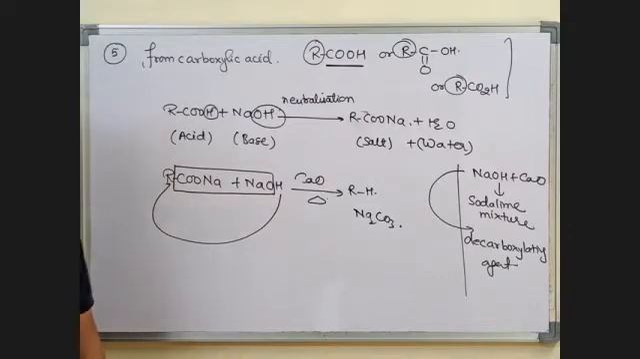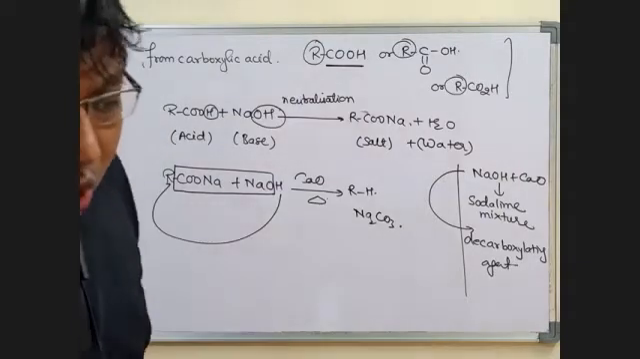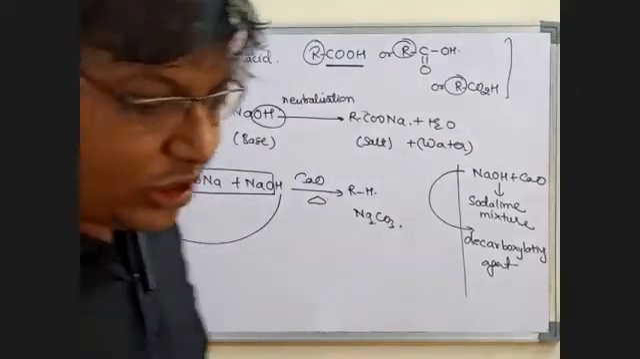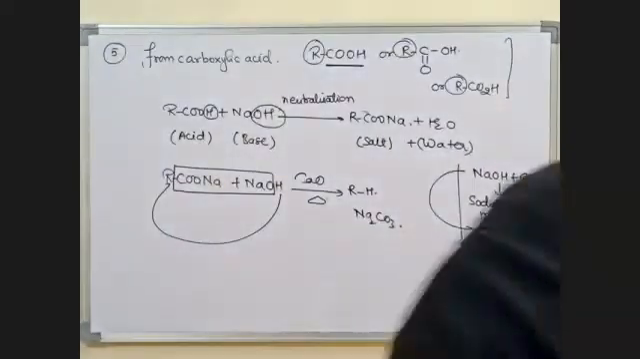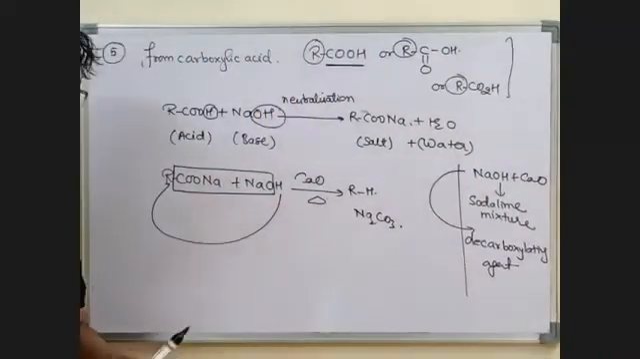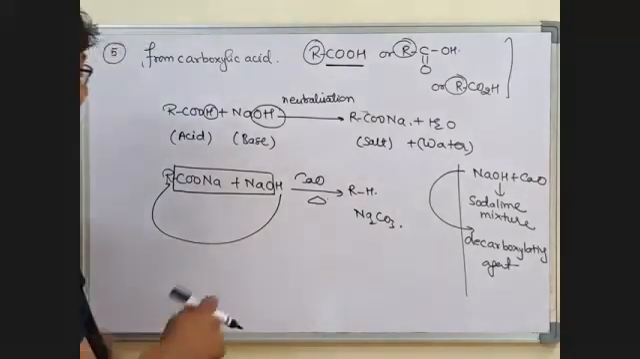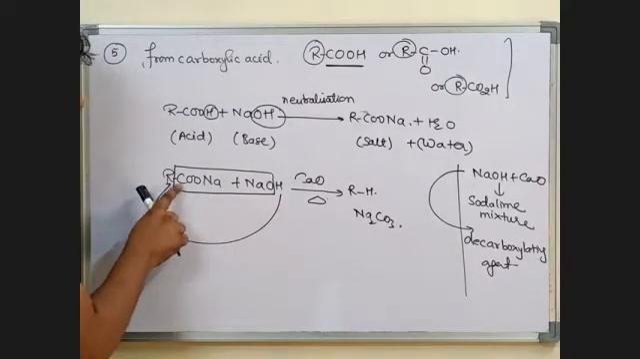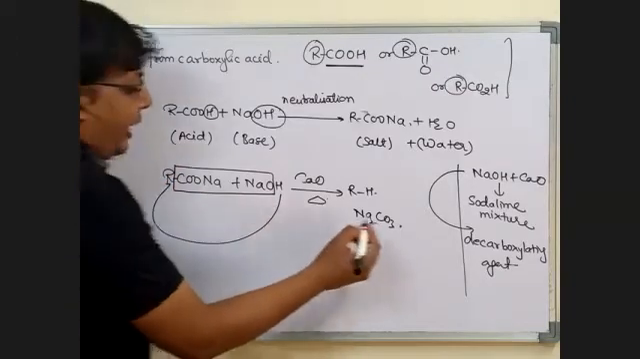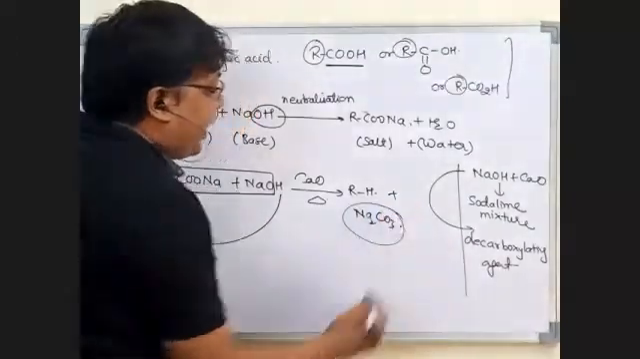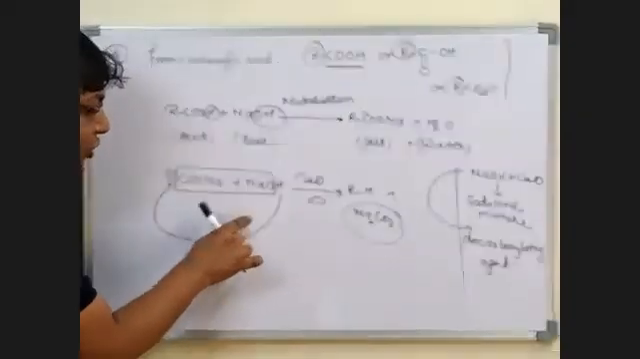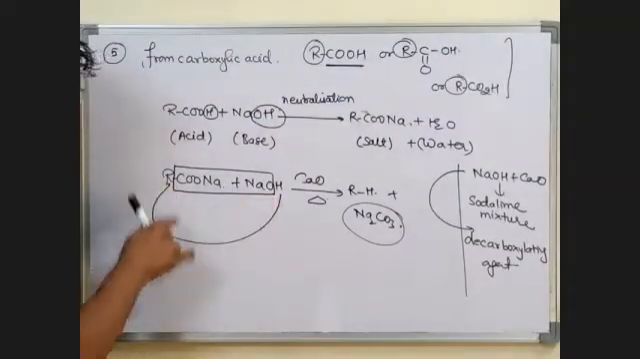Always in decarboxylation reaction, NaOH is used. NaOH plus CaO is the decarboxylating agent, student. This NaO combined with COONa part forms Na2CO3 as a byproduct, and now this H of NaOH adds to this alkyl group.